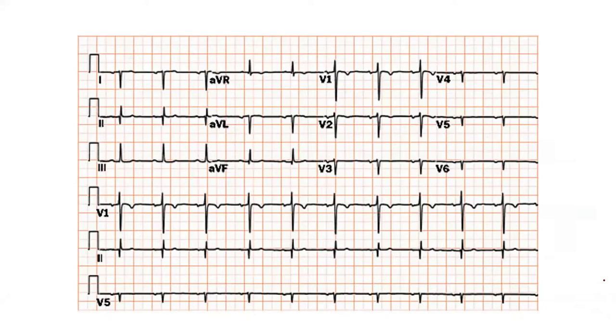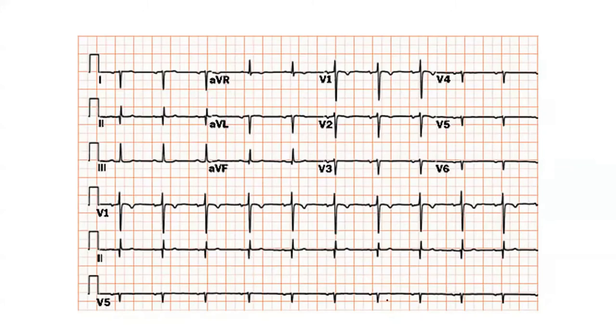Okay, this is a sinus rhythm ECG. The rate is approximately 80. There is right axis deviation, and there are inverted T waves starting from V2 up to the high lateral leads. So this is most probably subendocardial ischemia. You have to document it, and there is also poor R wave progression.